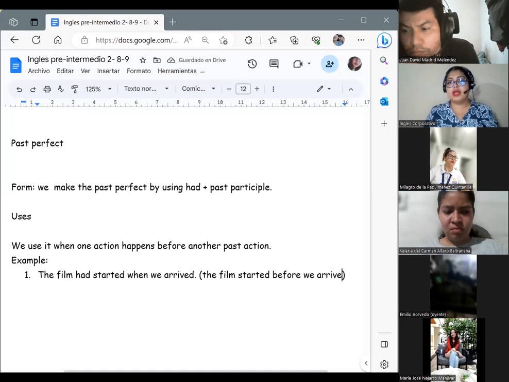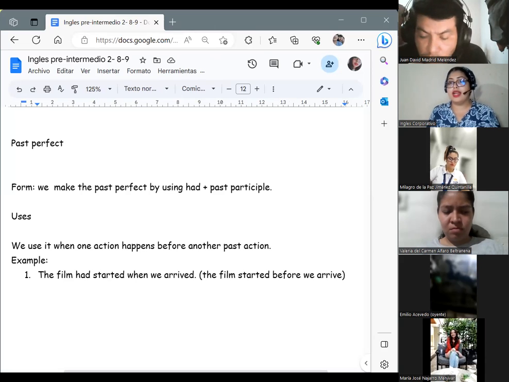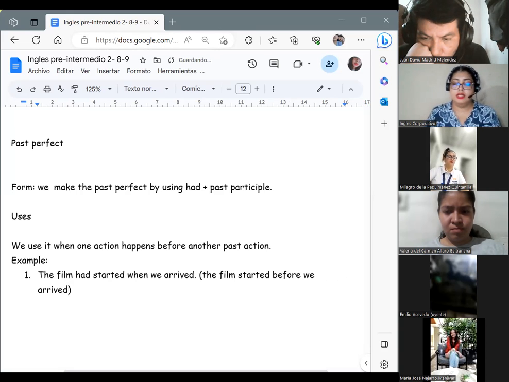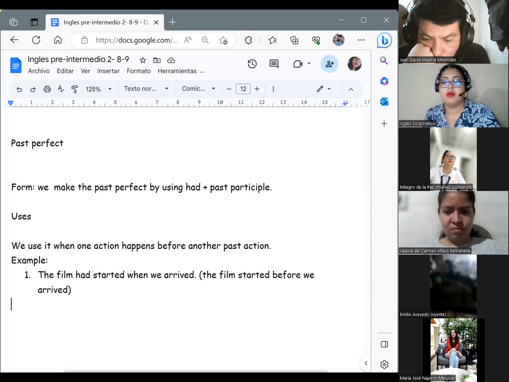Entonces estamos diciendo que una acción sucede antes que otra acción en pasado. Y el ejemplo dice que la película había comenzado cuando ellos llegaron. Entonces, pues obviamente, si lo hacemos simple, la película comenzó antes de que llegáramos al lugar. Entonces ya había comenzado cuando nosotros llegamos al cine, por ejemplo. So in that case, the first action happened before the second one. Es algo que pasa antes de otra acción que estamos realizando en ese momento.